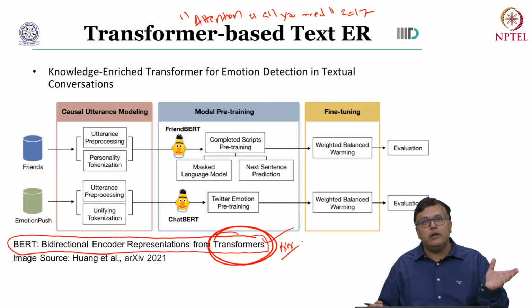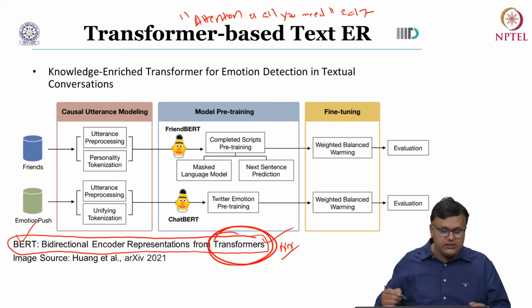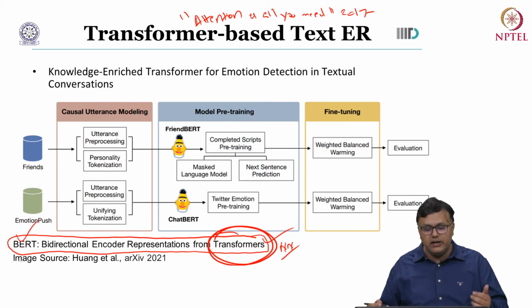And similar to word-to-vec, the transformer-based representation, which is extremely common now in natural language processing, and hence for natural language processing based emotion prediction, is called BERT. So this is your Bidirectional Encoder Representations from Transformers, which is based on a transformer architecture.